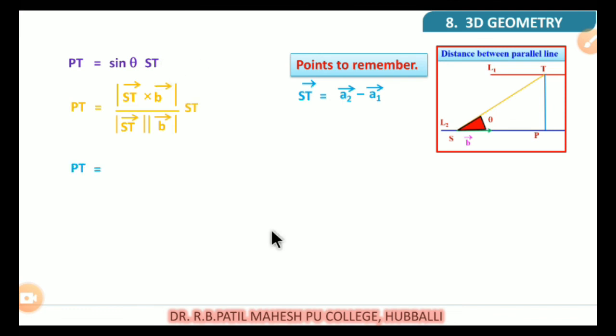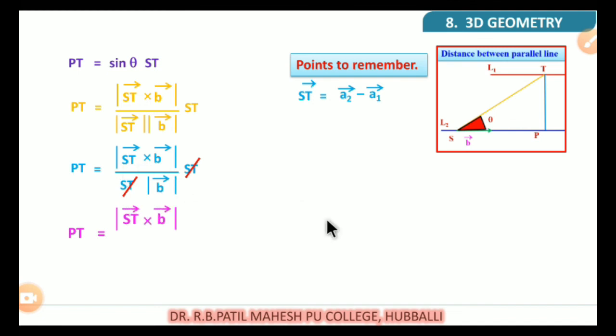So in the next step, PT is equal to the modulus of ST vector cross b vector divided by ST, meaning the magnitude of the ST vector is equal to ST, and similarly into the magnitude of b vector, into ST from the previous step. So now we can cancel both ST and ST. Therefore, ST cancelled. In the next step we have the modulus of ST cross b vector divided by the magnitude of b vector.